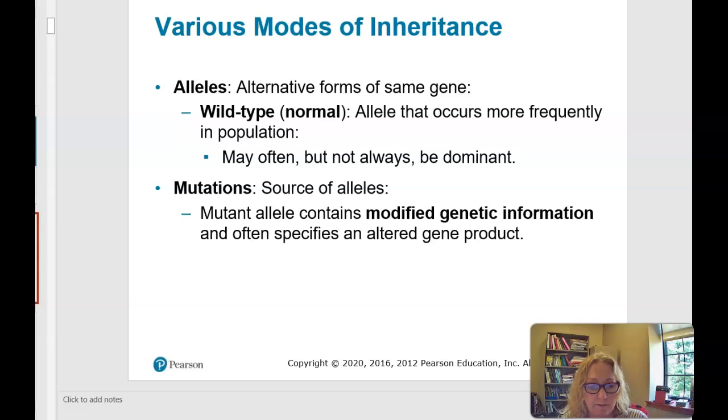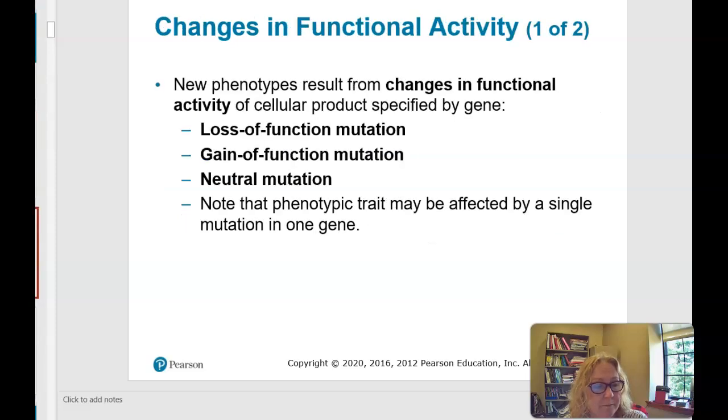Mutations are the source of modified genetic information. So the mutant allele contains modified genetic information and often specifies an alternate gene product. So red eyes are normal in flies. White eye is a mutation, and it is a recessive mutation, so it is a modified genetic information.